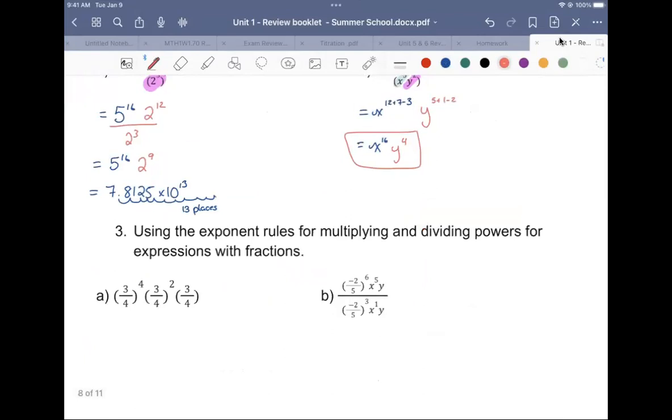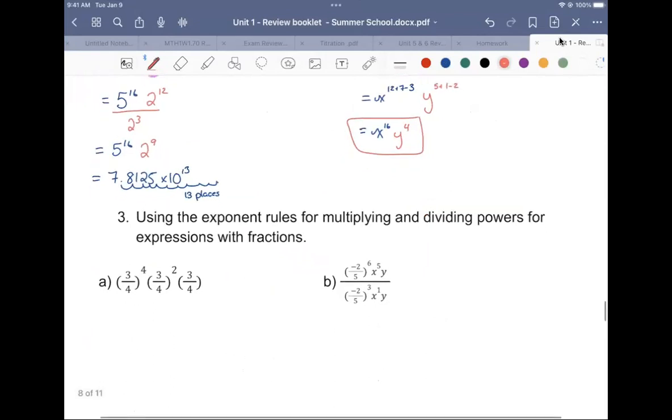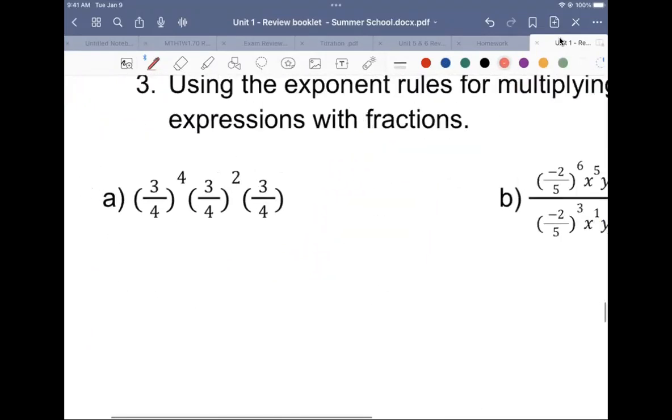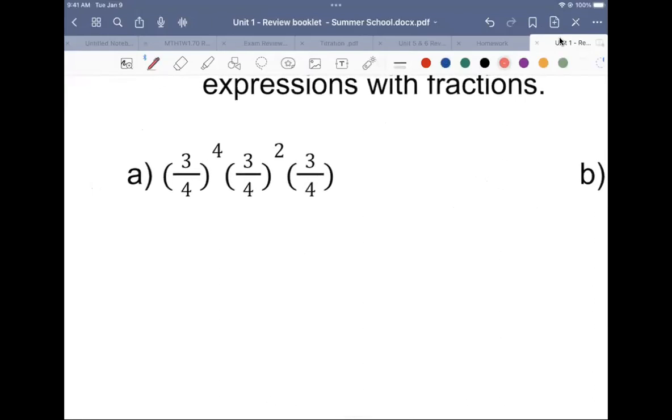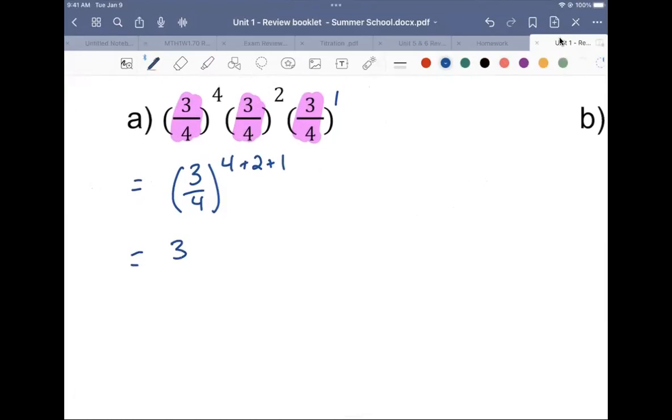Now, using the exponent rule for multiplying and dividing powers for expressions with fractions. So again, we are going to treat these how we normally would have fractions. In A, I'm going to simplify this down first because I can see that the base on all of them is 3/4. So this is going to be equal to 3 over 4, 4 plus 2 plus 1, because we assume that 1 is there. So this is equal to 3 over 4 to the 4 plus 2 is 6, plus 1 is 7, and then I can carry my exponent out on both sides.